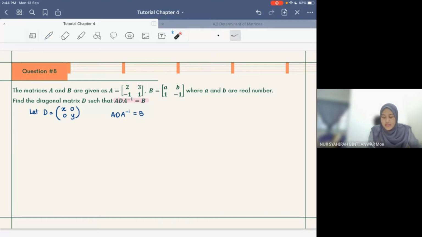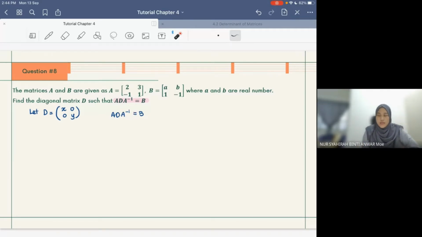Okay, kalau nak dapat D, kalau tengok dekat soalan, dia hanya bagi matrix A dan matrix B sahaja. Dan kita ada matrix D. So A inverse ni dia tak ada bagi, tapi sebenarnya boleh cari. Tapi kita tak nak carilah. Kita nak jawab without using inverse matrix kan. So macam mana kita nak hilangkan A inverse?